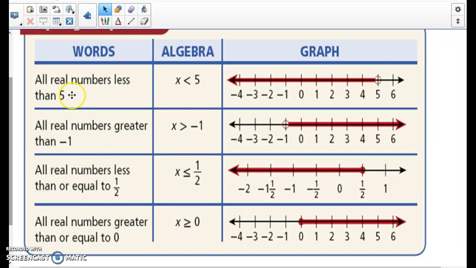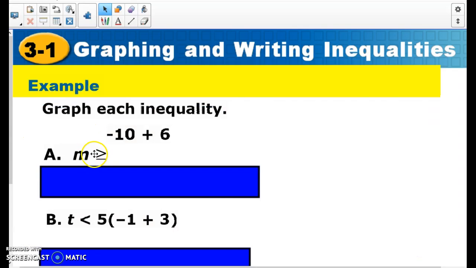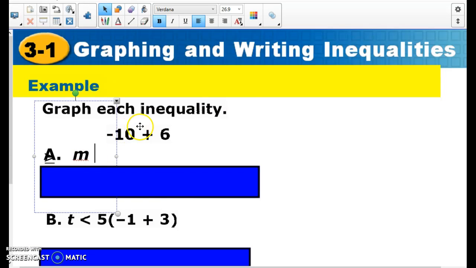This is basically a really good slide of the three kinds of problems we're going to have. Sometimes they'll give it to us in words, and we need to write it in algebra or graph it. Sometimes they're going to graph it, and we need to write it in algebra or in words. So it's basically the three kinds of problems that we'll do. Okay, so for this one, we have to graph the inequality.